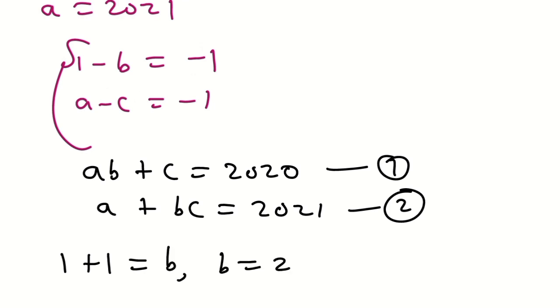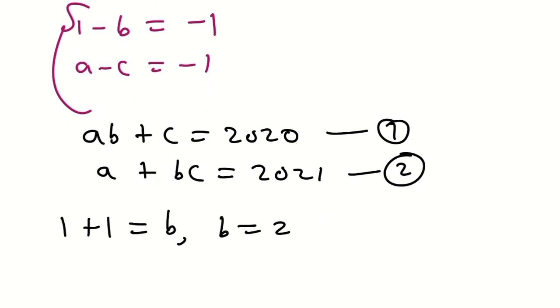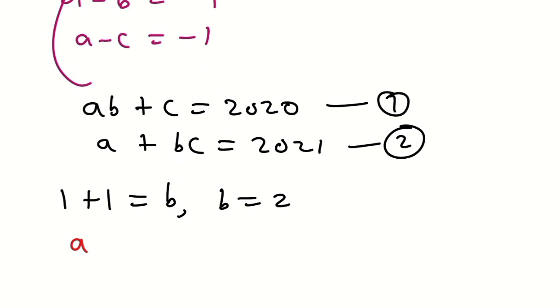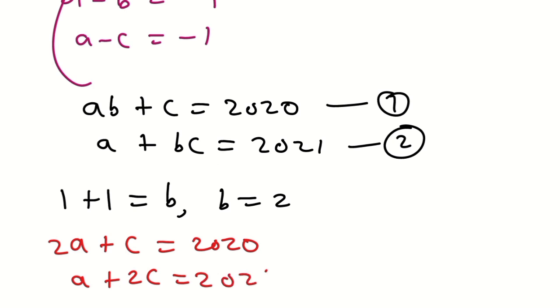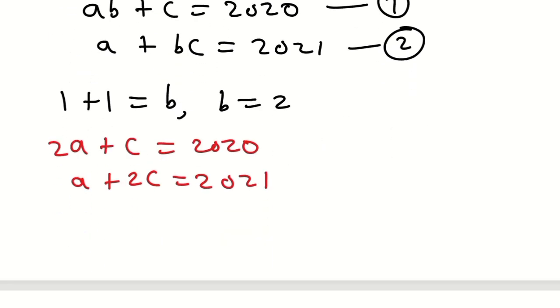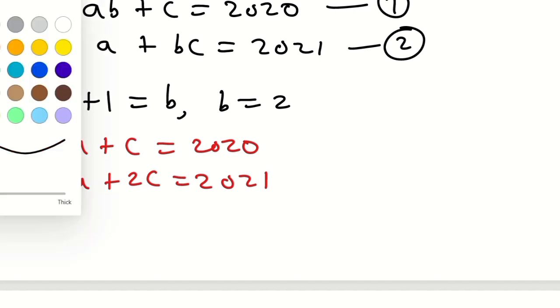2. We're now going to plug in the value of b as 2 into these two equations. So let's quickly do that. You know b is 2, right? From here. So 2a plus c is equal to 2020, and a plus 2c is equal to 2021. But the issue with this is that we have to solve simultaneously because we have two variables, a and c. We cannot just get any of them without solving simultaneously.